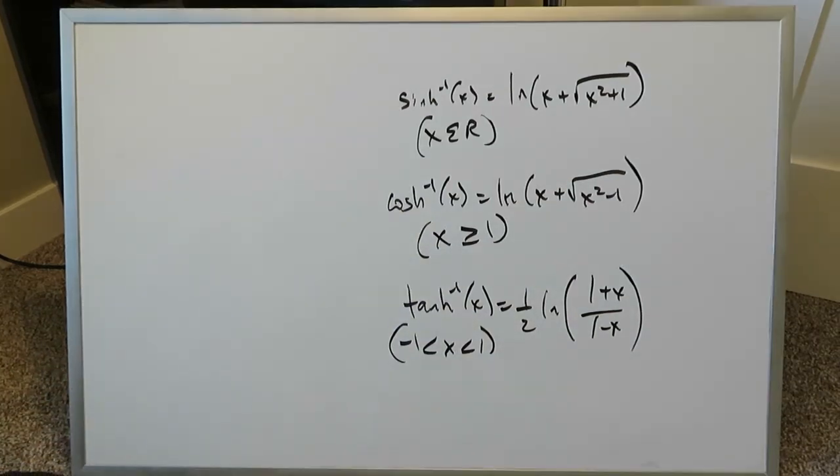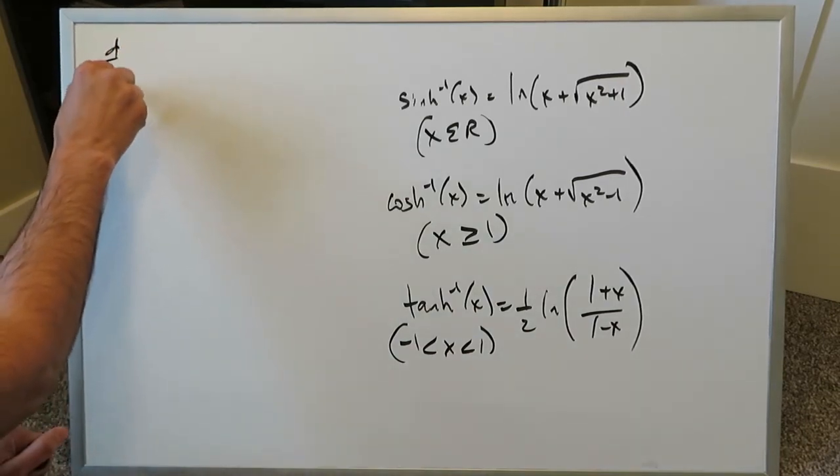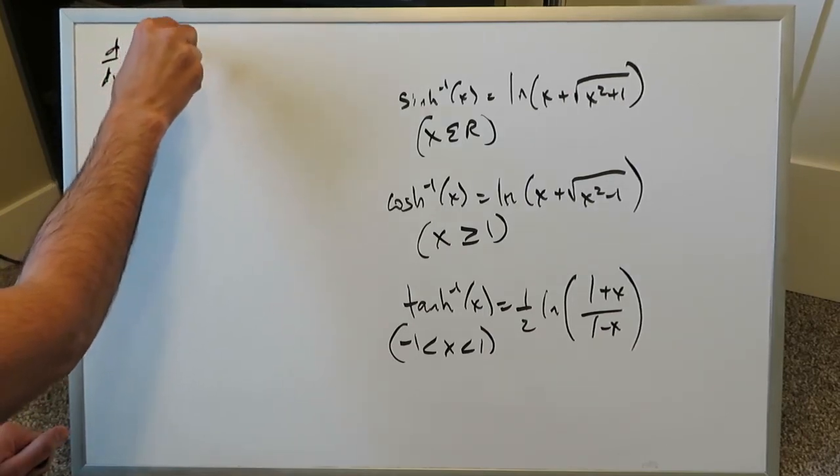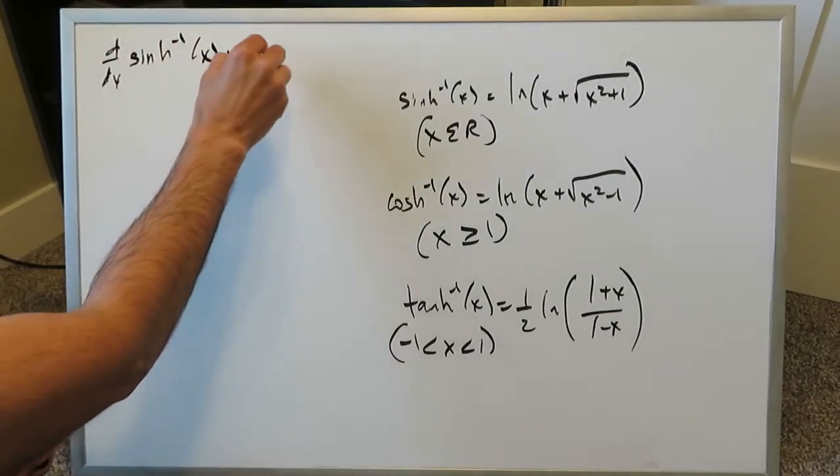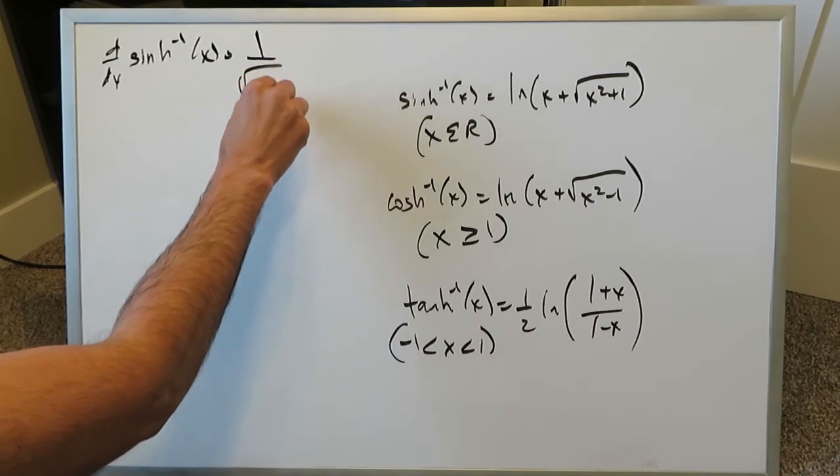Let's look at the development of this inverse hyperbolic sine definition. The procedure starts with you realizing that the derivative of the inverse hyperbolic sine of x is equal to the simple one that you know, 1 over root 1 plus x squared.